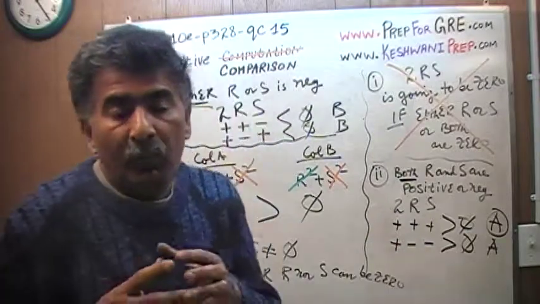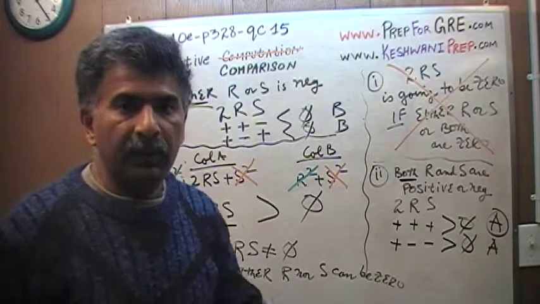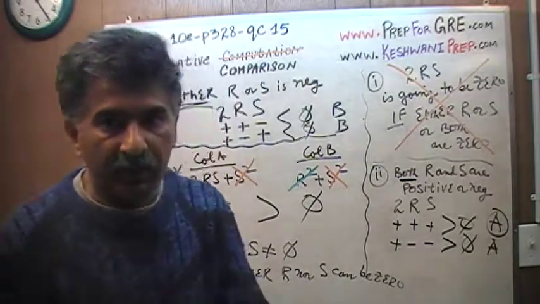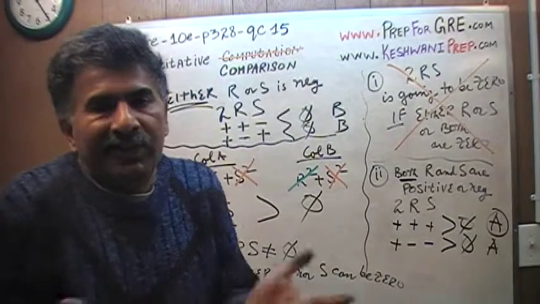And since we are told nothing at all about R and S, we have no way of knowing if they are both positive or both negative, or if one of them is negative and one of them is positive. We have no way of knowing. All we know is that they are not 0.